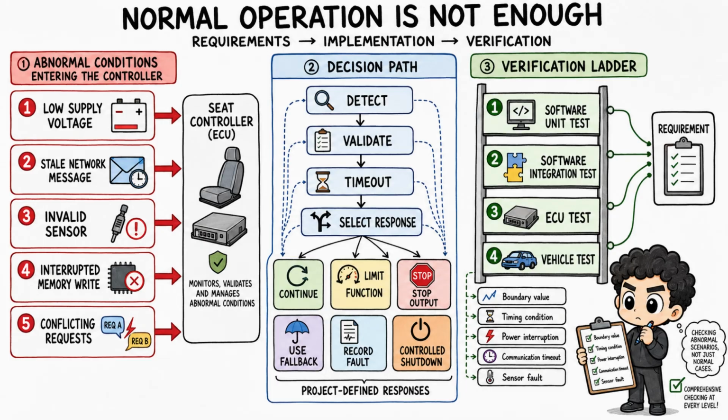Testing must trace back to those requirements. Developers test individual software units, interactions between units, the integrated ECU, and finally the behavior within the vehicle environment. A function that works for one normal button press is not complete until boundary conditions, timing, failures, power transitions, and communication disturbances have also been considered.